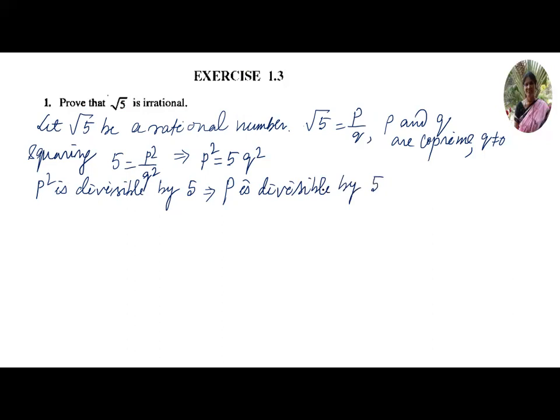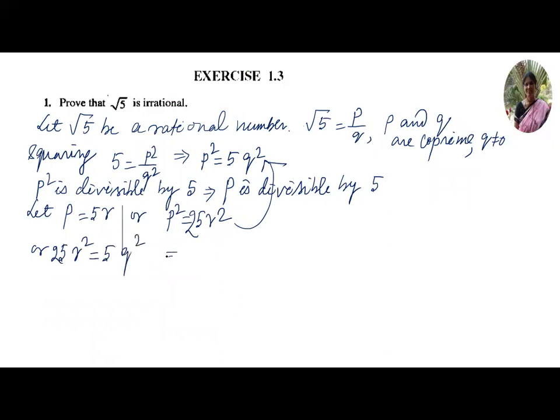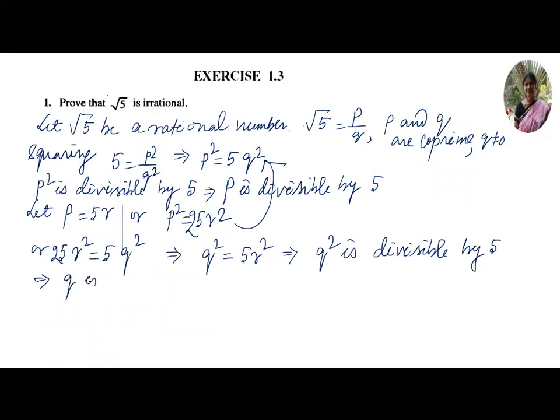If p is divisible by 5, then let p is equal to 5 into r, or p square is equal to 25 r square. Now replacing p square with 25 r square in this expression, I'll get 25 r square is equal to 5q square, or q square is equal to 5r square. Then this implies that q square is divisible by 5. When q square is divisible by 5, this implies that q is divisible by 5. When q is divisible by 5, p is also divisible by 5.